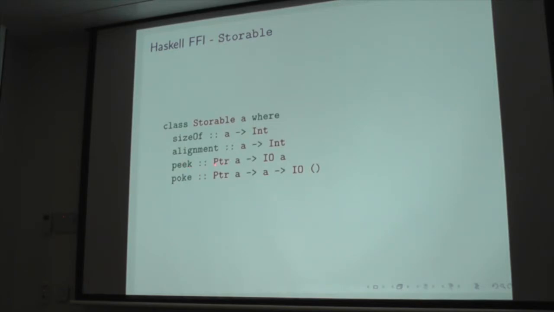So peek takes a pointer A, just a pointer to this object in the C library, the object defined by the C library, and returns an IO A. And in the opposite direction, poke takes a pointer A, the memory location you want to marshal your native Haskell data into, takes an A, that data, and returns IO unit. So this function will just write a memory representation of this Haskell data into memory.